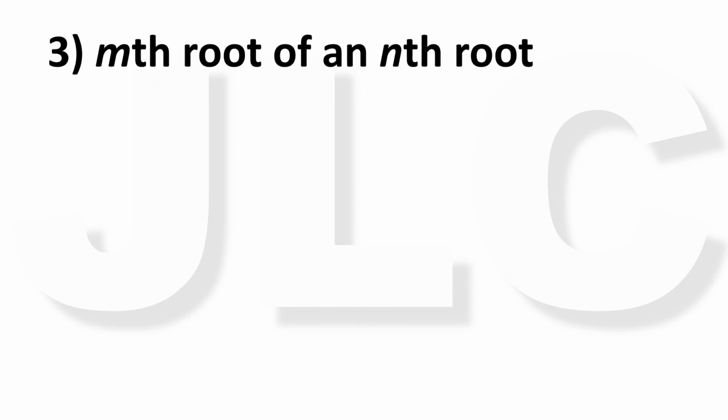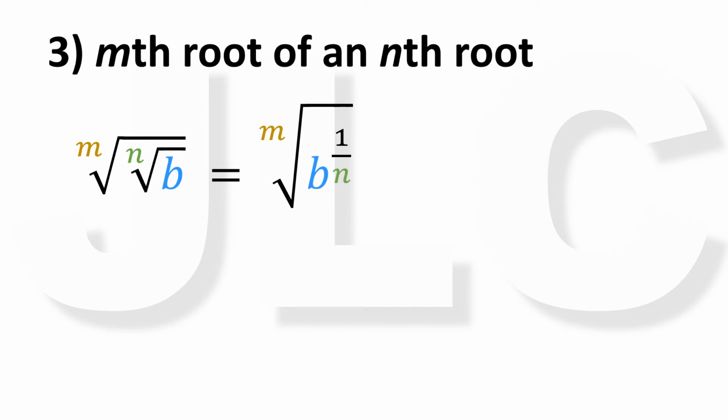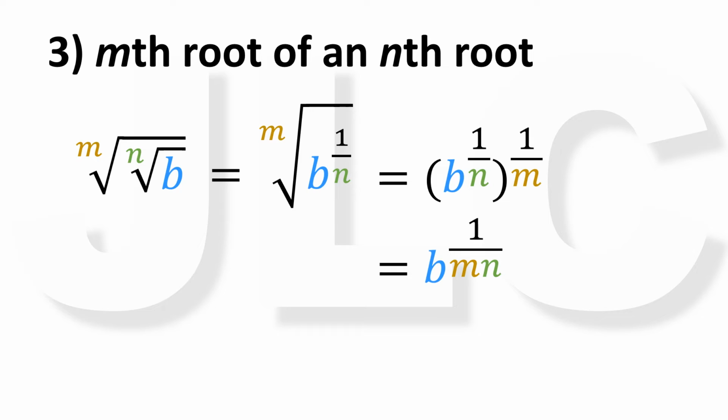Now let's say we have the mth root of the nth root of b. Again, from the definition of nth root, this equals the nth root of b raised to 1 over m. And again, by definition of nth root, this time in terms of n, this equals b raised to 1 over n, raised to 1 over m. From the laws of exponents, this is equal to b raised to 1 over m times n.